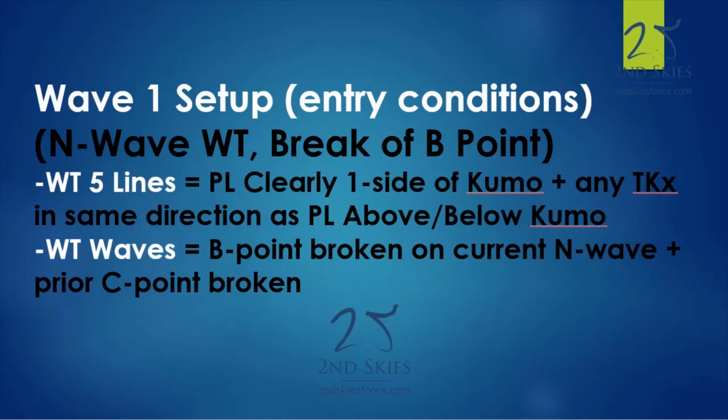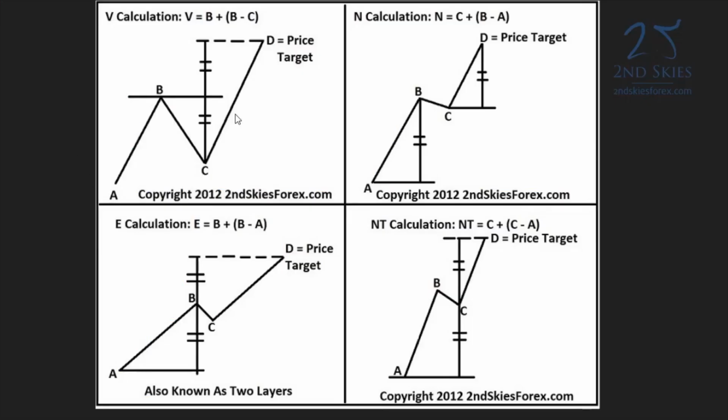The Wave 1 setup is a with-trend wave setup, and what we are looking for is a particular N wave with trend, and we're going to be trading the break of the B point. For those of you that need a brief refresher, these are basic N waves. There are 4 major types, however 3 are really common. One of them is uncommon.